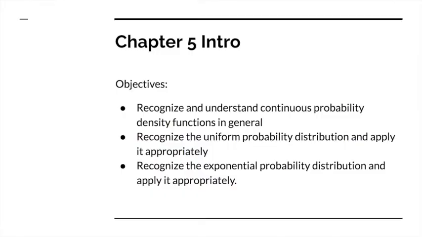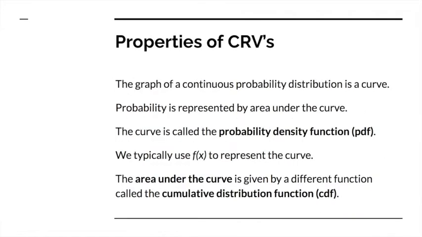So our objectives for Chapter 5 are to recognize and understand what a continuous probability density function is and when it should be used, and to recognize the uniform distribution and the exponential distribution. Also, some properties of continuous random variables.